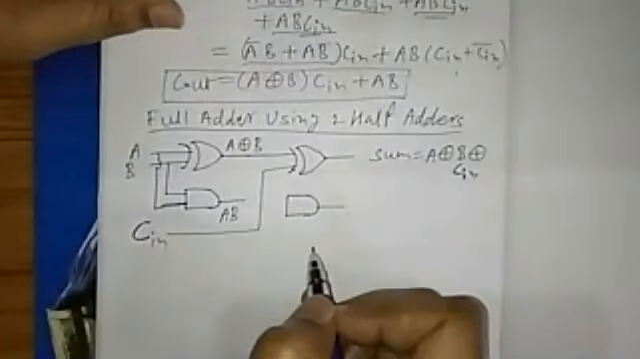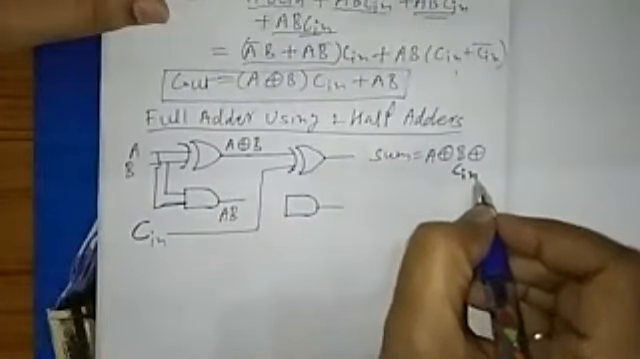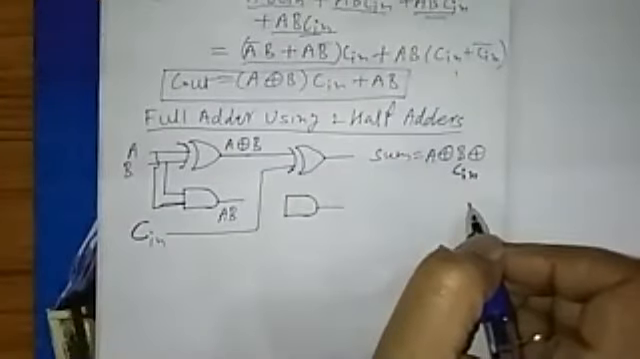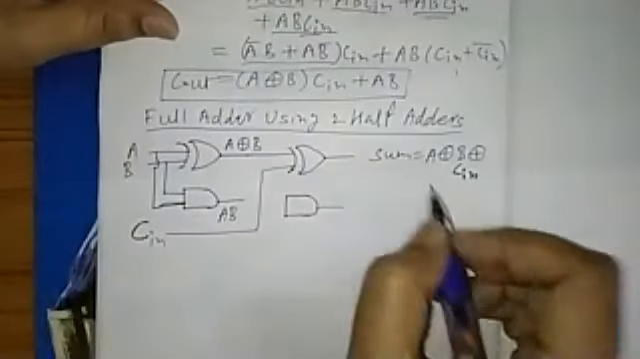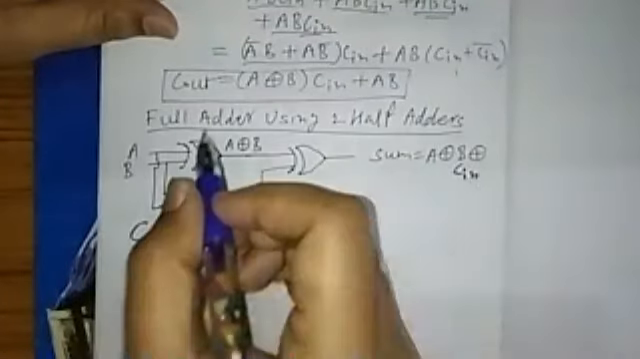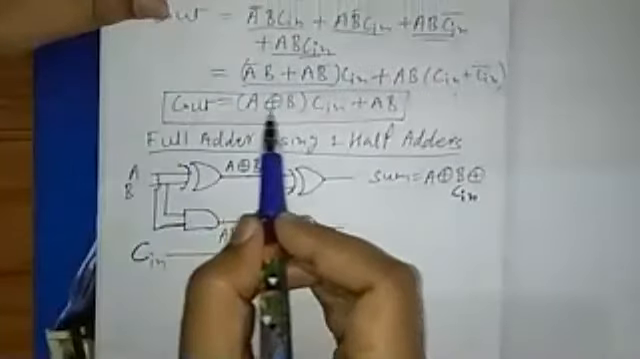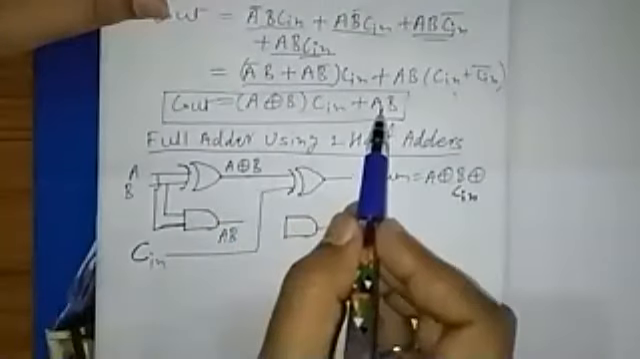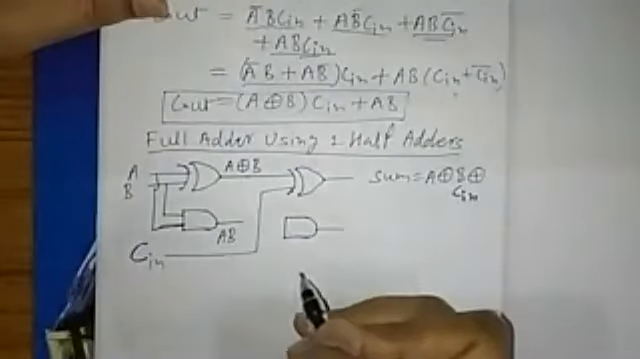That is the half adder logic diagram. You know A XOR B is the sum for the half adder, and the AND gate AB is for the carry out of the half adder. Now the sum we have implemented. Now see the carry out, here I have derived that expression: A XOR B, this one, and AB. These two are ORed, an OR gate.